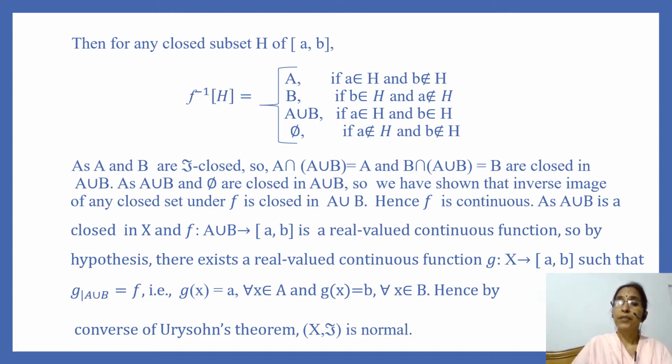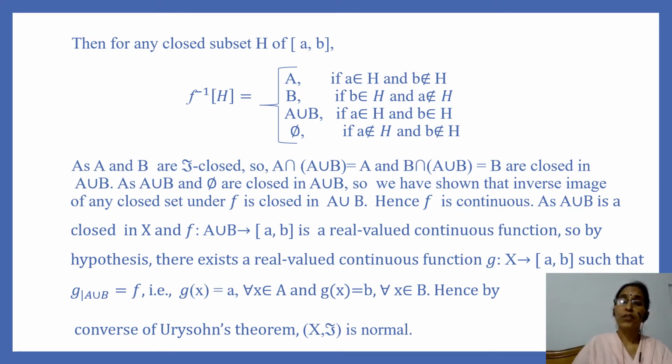As A and B are closed, if we take intersection of A and B with A union B, then that will be a closed set in A union B. When we intersect A with A union B, we get A, and similarly B intersection A union B is B, and so these are closed sets in the subspace A union B. As clearly A union B and phi are closed in A union B, we have shown that inverse image of any closed set under f is closed in A union B. Hence, f is a continuous function.